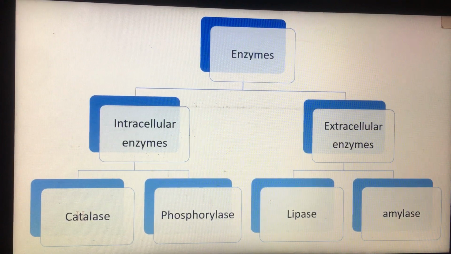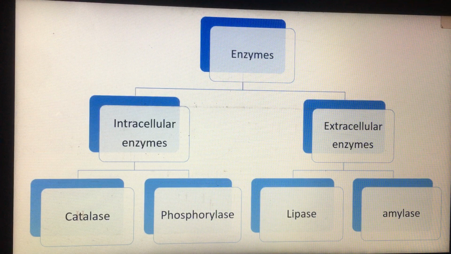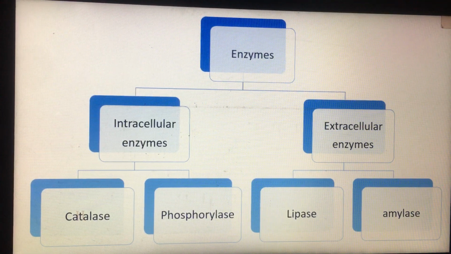So as we said also, enzymes are specific. For example, proteases break down proteins, lipase works only on lipids, and amylase works on starch. So enzymes are specific. That means they work on one kind of substrate only. One kind. Okay.